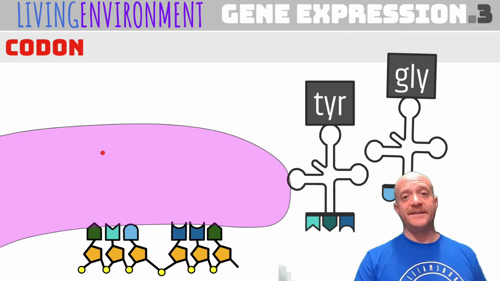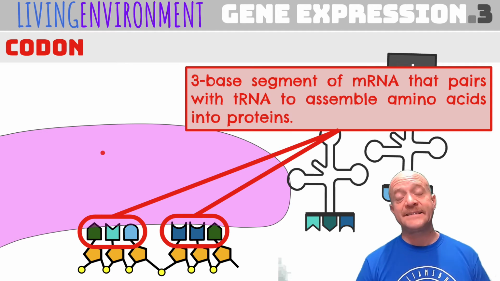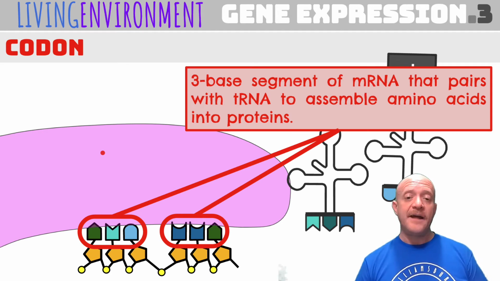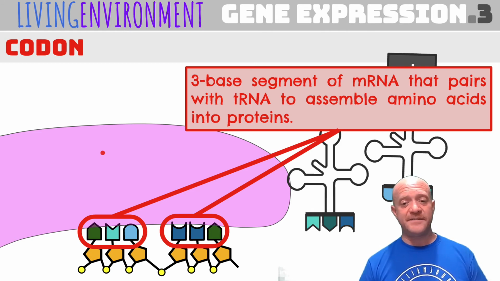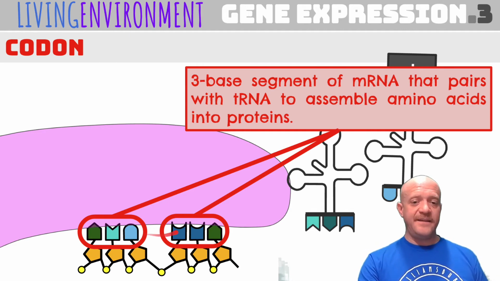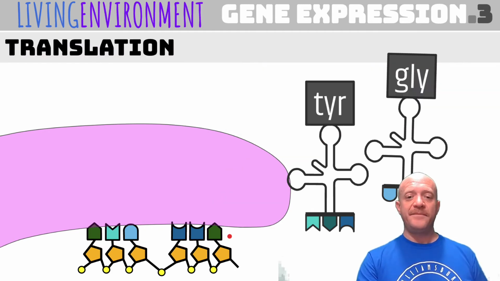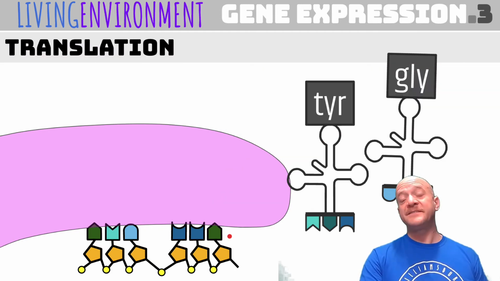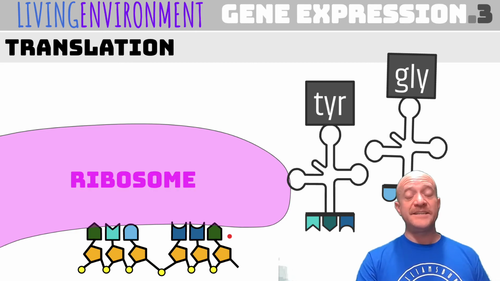Now, what's a codon, you ask? A codon are these three little bases, and it is a 3-base segment of mRNA that pairs with tRNA to assemble amino acids into proteins. So this is like U, A, C, and this is like GGA. And what is going to happen is you have the process of translation starting right now. And this occurs in the ribosome.